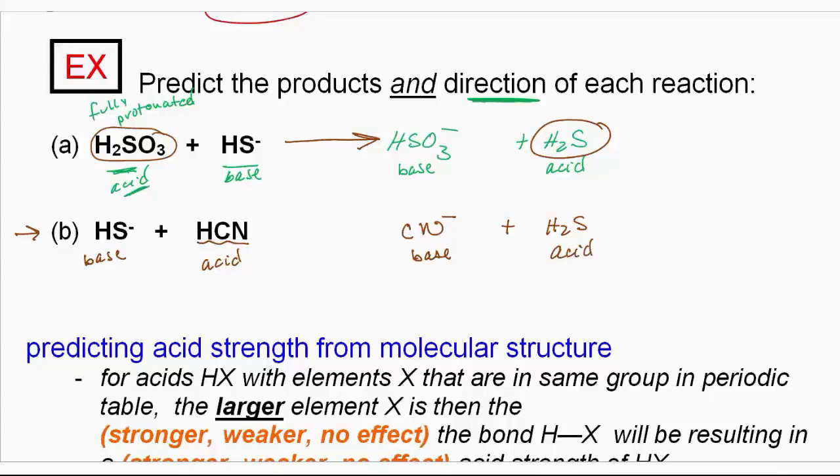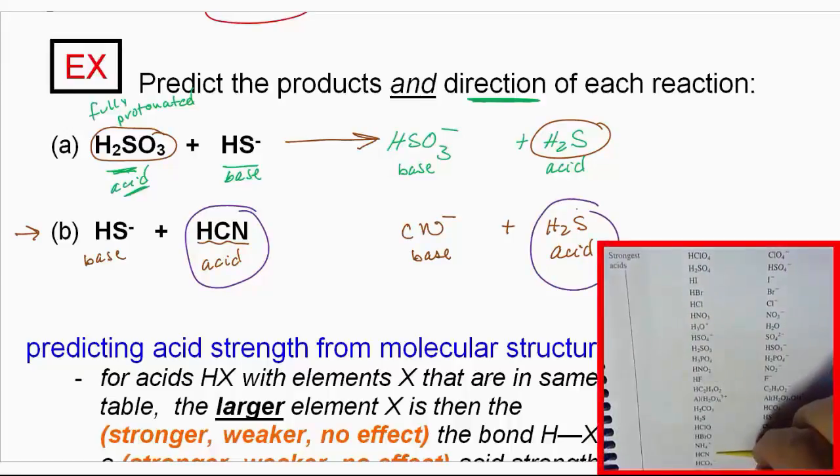pairs. Identify the two acids. Here's an acid, and here's an acid. Okay, so I need to compare hydrogen cyanide and dihydrogen sulfide. Which one is weaker? Hydrogen cyanide is. So the arrow has to go towards it.